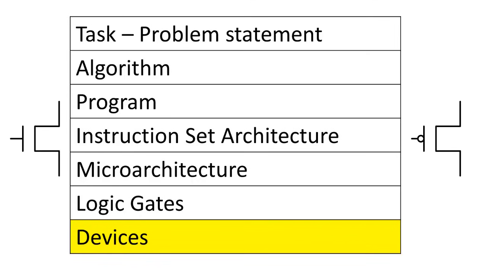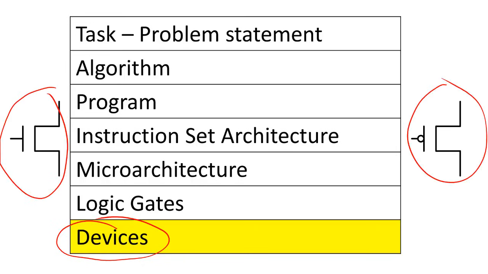At the core of every computer are devices that actually perform the computations. In most modern computers, we use NMOS and PMOS transistors as the base of most of our operations, and in this lecture we'll be focusing on how we use these two transistors to create logic gates.